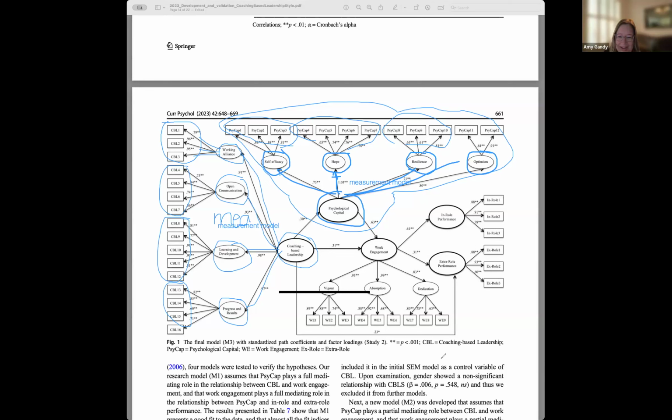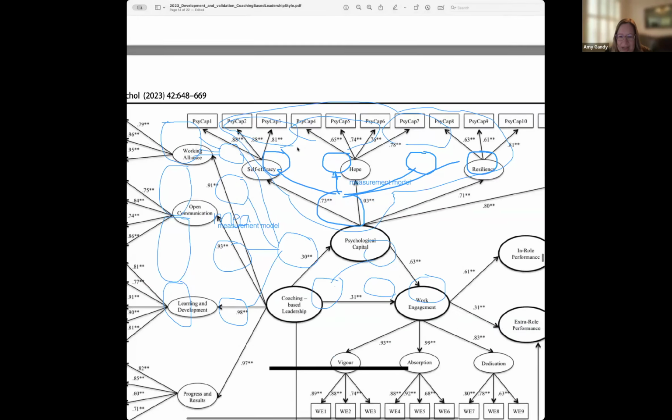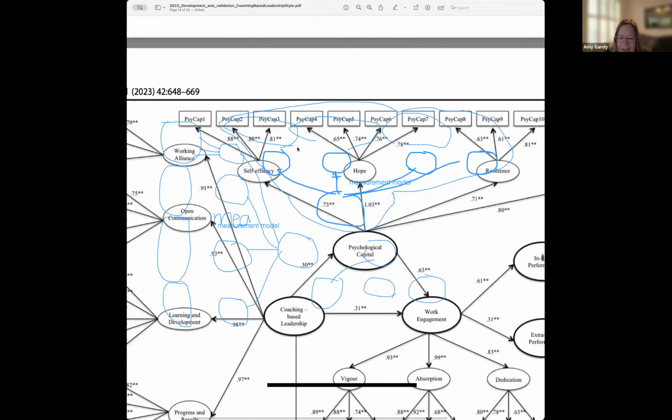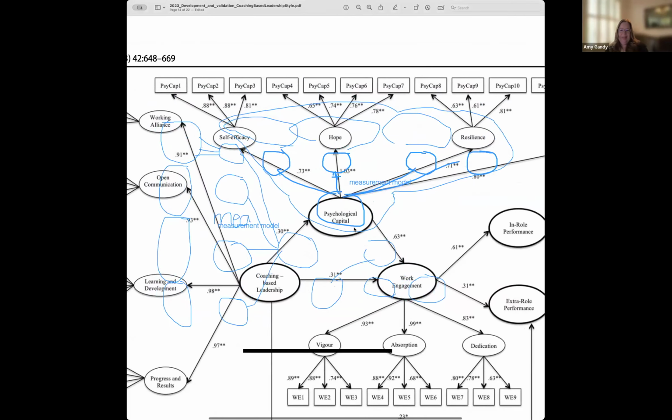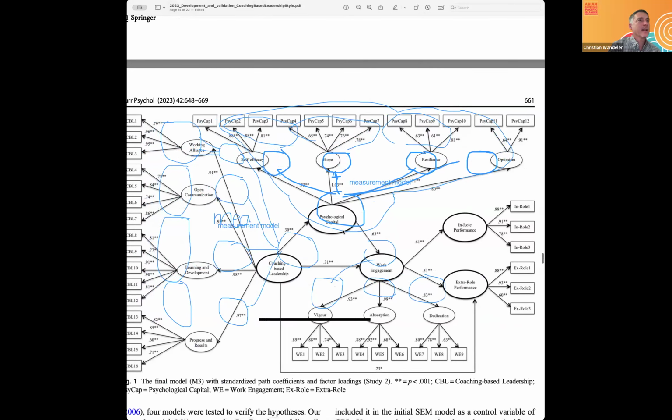I guess, if it's related to what's in the circles, vigor, absorption, and dedication. You're challenging us not only to read but to see. And then also in-role performance and extra-role performance.